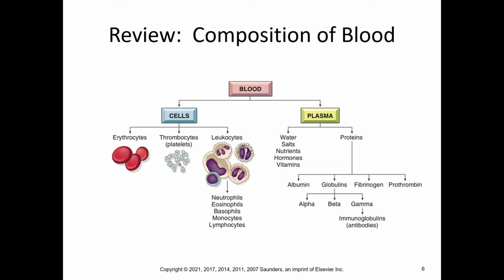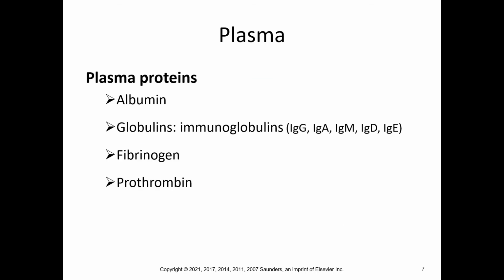Your plasma is largely water. Again, more than 90% of your plasma is water. There are salts, nutrients, hormones, and vitamins. On the other end of your spectrum in plasma, there are proteins. We think about clotting proteins, like fibrinogen and prothrombin. We think about globulins, like immunoglobulins, such as the antibodies that are carried around in our bloodstream for our immune defense. Plasma proteins: albumins, globulins for your immunoglobulins, your immune defense, fibrinogen, and prothrombin.